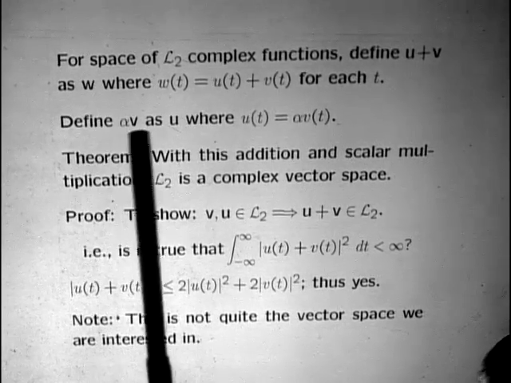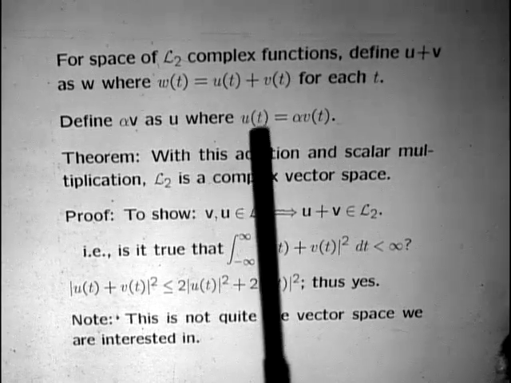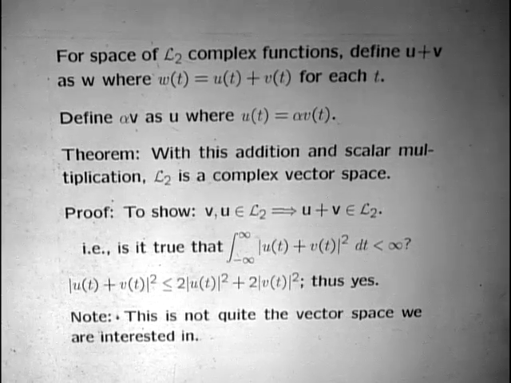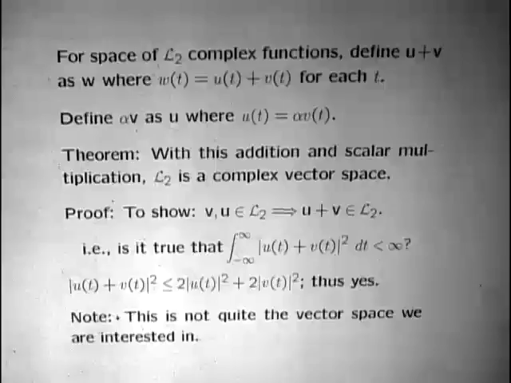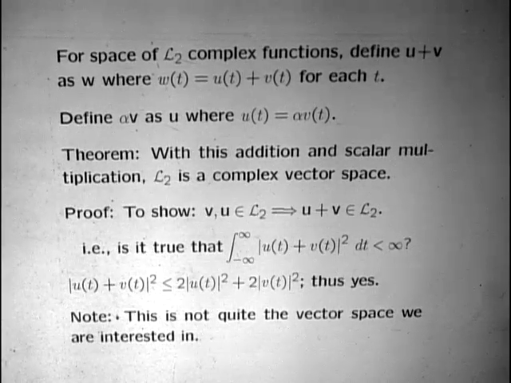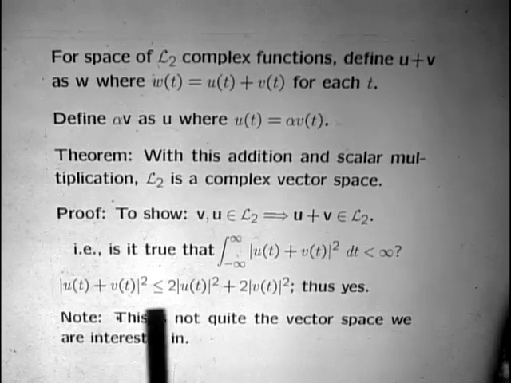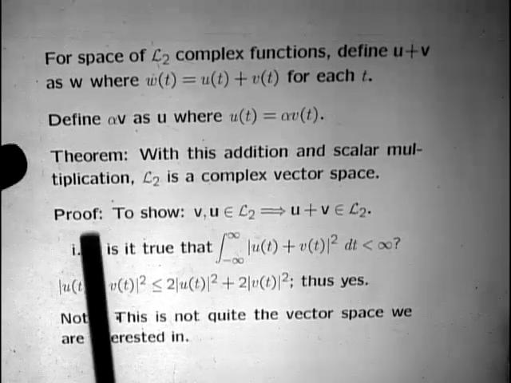The scalar multiplication is just defined by, at every t, u of t is equal to alpha times v of t. Just what you'd expect. There's nothing strange here. I just want to be explicit in saying how everything follows from these axioms here. And I won't say all of it because there's too much of it.